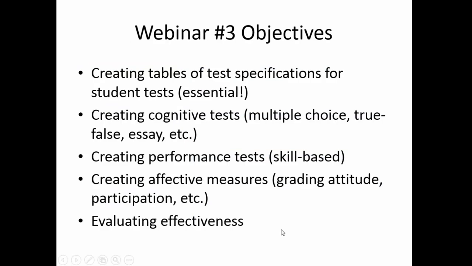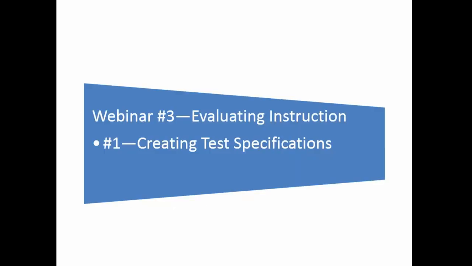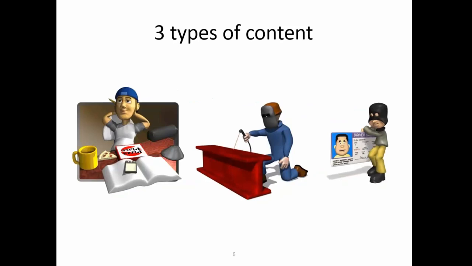So today's webinar has several objectives. I'm going to show you how to create a table of test specification. And I think that is a critical piece, and you'll see what I'm talking about when we get there. And then creating cognitive tests, that's the multiple choice written knowledge test. Creating performance tests, hands-on labs, activities that students demonstrate that they can do the hands-on work. And then how do you measure attitude? That's really an important thing. Employers really want us to be able to measure that, and we don't usually do a very good job of that and evaluating effectively. So let's talk about the first objective, creating tables of test specifications for our tests.